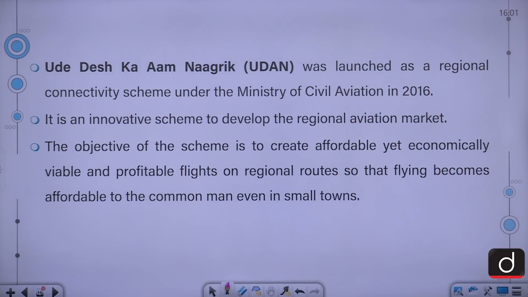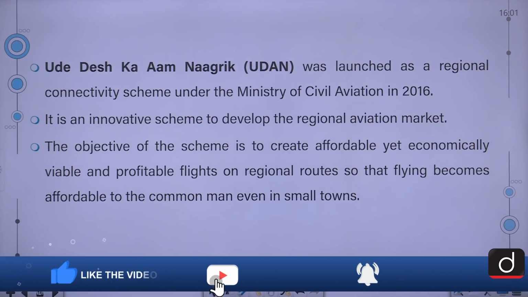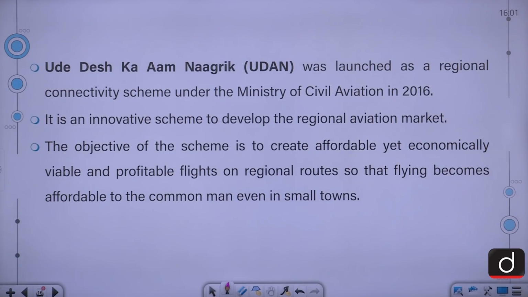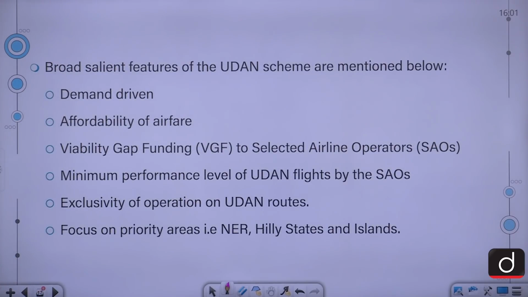Ude Desh Ka Aam Nagrik. This scheme was launched as a regional connectivity scheme under the Ministry of Civil Aviation in 2016. It is an innovative scheme to develop the regional aviation market. The objective of the scheme is to create affordable yet economically viable and profitable flights on regional routes so that flying becomes affordable to the common man even in small towns.